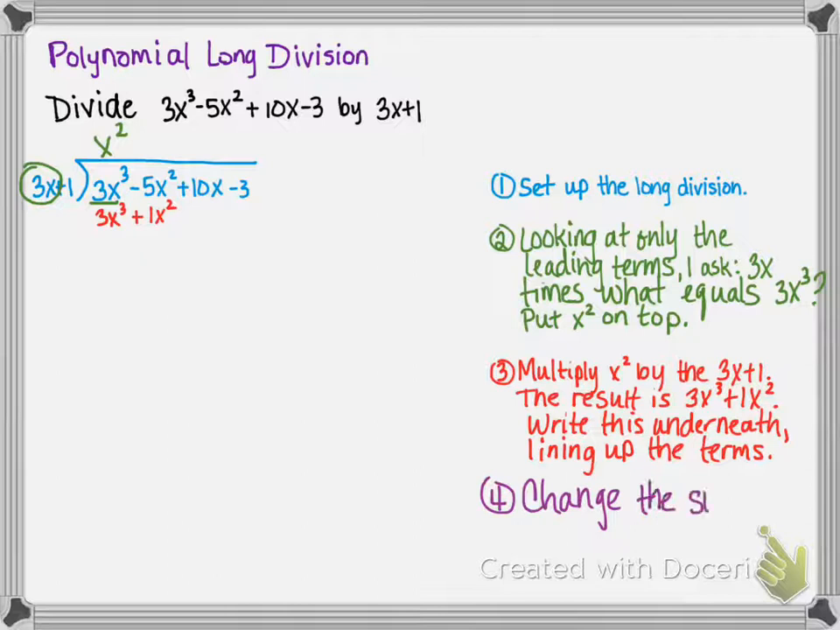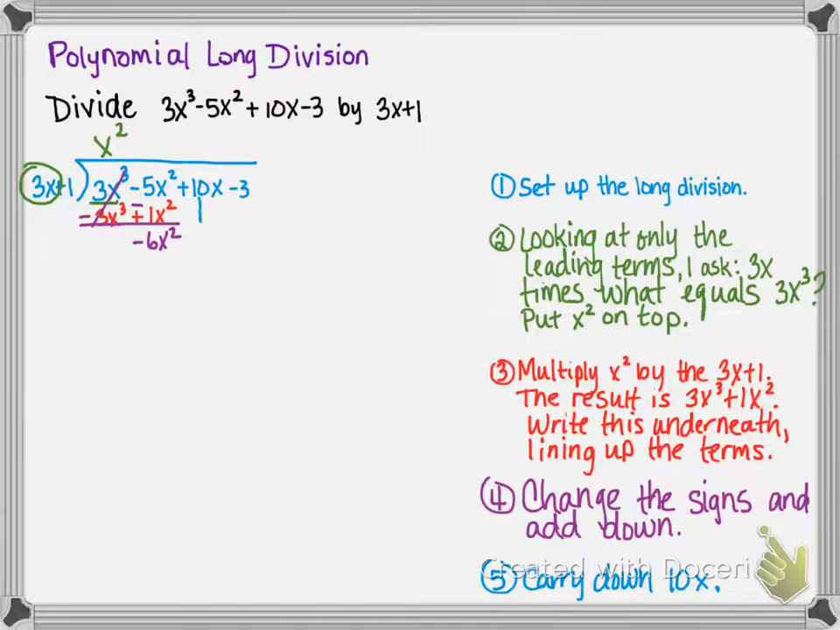Okay, next, since we're subtracting, I'm going to change the signs of everything that I just wrote down in red. So I change it to a negative 3x cubed and a negative 1x squared. And now I can add down. So our 3x cubes cancel. Our negative 5x squared minus 1x squared gives us negative 6x squared. Now I'll carry down the 10x, just like we did in long division.